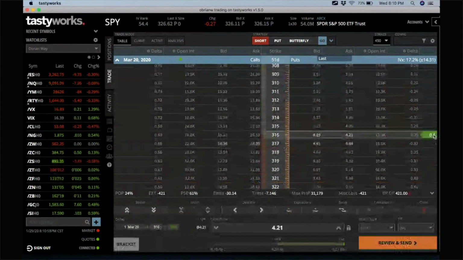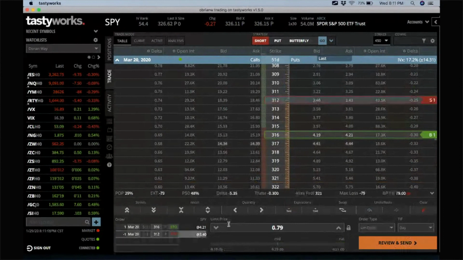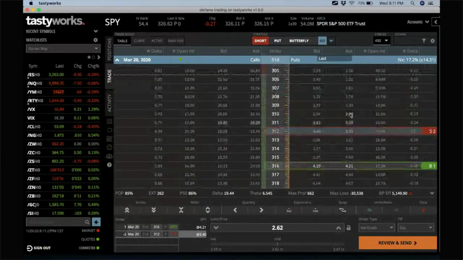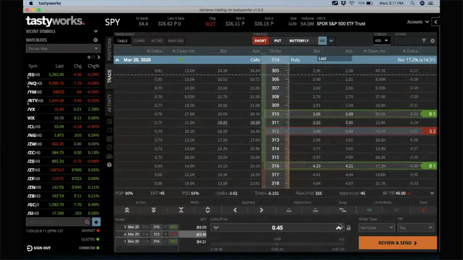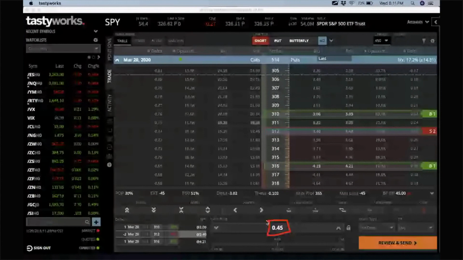30 delta. You sell, let's see, let's just make it 4 here. You sell here, and this is going to be 2, and then I just buy here. So this is telling me that this is a net debit. I'm paying 45 cents for it, but this is going to hedge me up to 355.